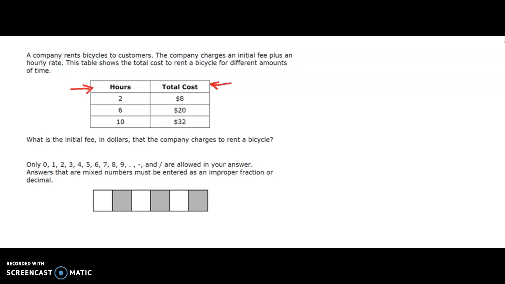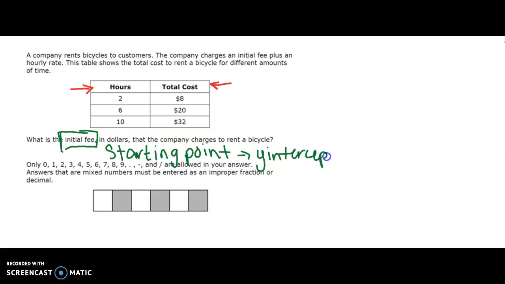In this question, we need to learn to identify the key words. What is the key word in this problem that tells us what we're looking for? Initial fee. What is the initial fee that the company charges to rent a bike? So, if we remember what initial means: start. Starting amount, or the starting point. So in math, what we use is y-intercept. So we're looking for the y-intercept.